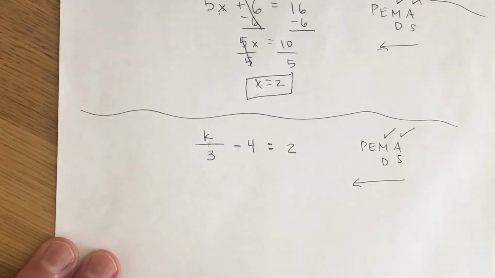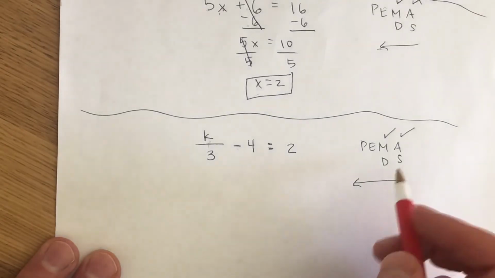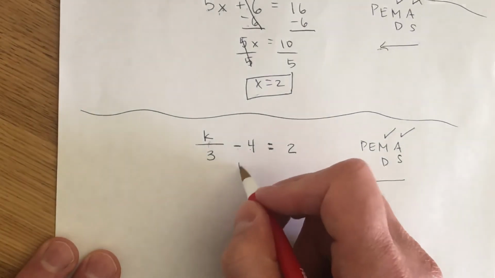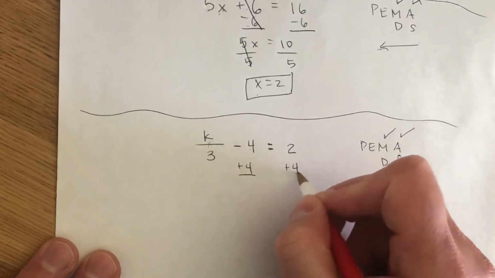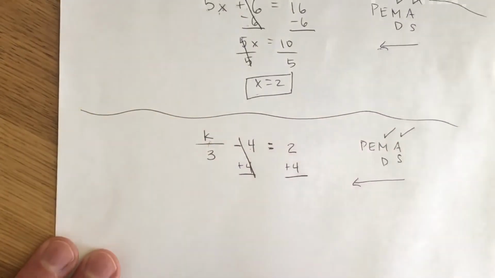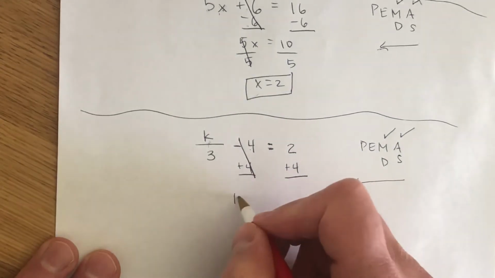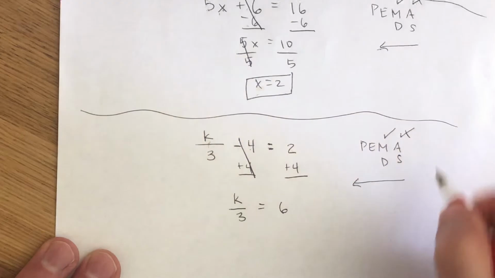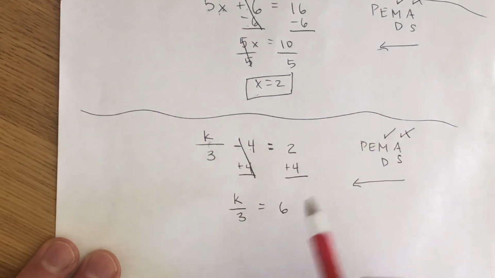So going in reverse order of operations to undo this, what's the opposite or inverse of subtracting 4, and how do we make that go away? Add 4 to both sides of the equation. So if you subtract 4, but then you add 4, that cancels out. So the only thing remaining on the left side is k divided by 3 equals 6. So we took care of the fact that k had something subtracted from it.